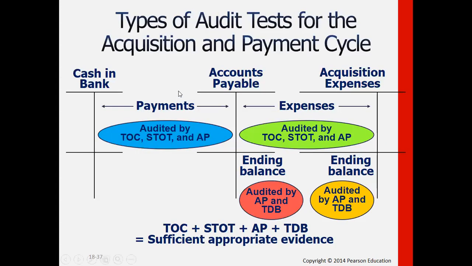Okay, then here are the types of audit tests for the acquisition and payment cycle. For cash and bank and accounts payable with respect to payments, we can do test of control, substantive test of transactions, and accounts payable, as well as for the expenses, connected also with accounts payable and acquisition expenses. But for the ending balances of AP and acquisition expenses, we can do analytical procedures and test of details of balances. And then if we are going to combine the four, such would result in sufficient appropriate evidence. So evidence in terms of quantity, then also quality, so that the evidence would be convincing or persuasive. So persuasiveness of evidence is tantamount to sufficiency and appropriateness, or quantity and quality of evidences gathered.